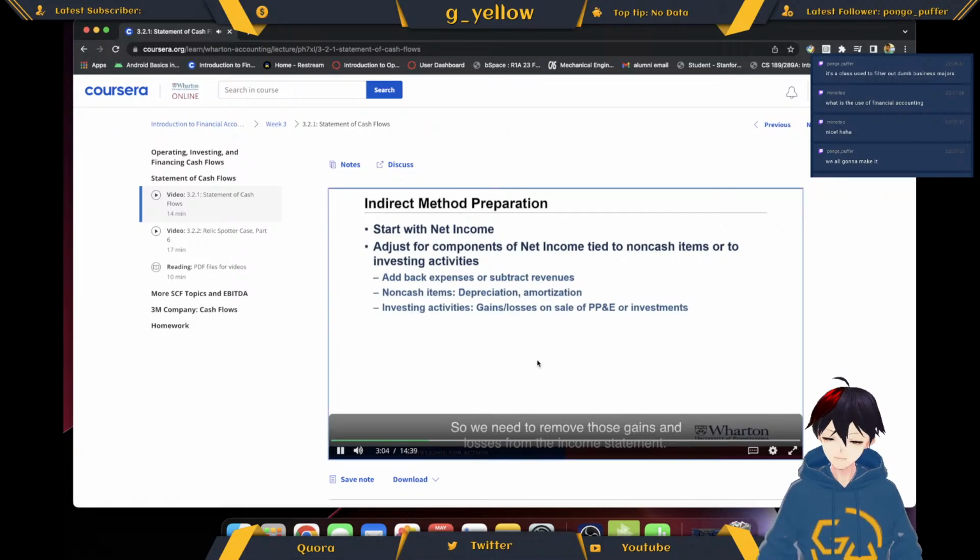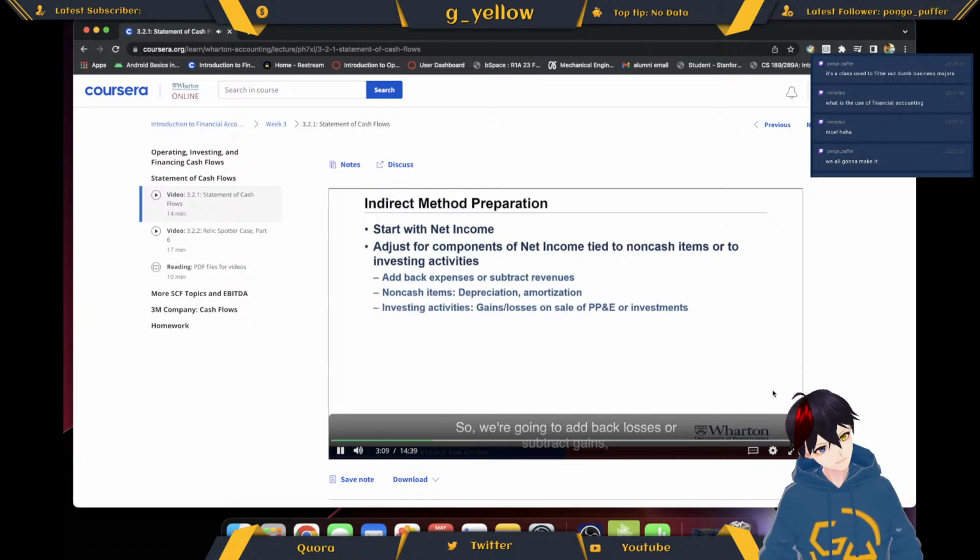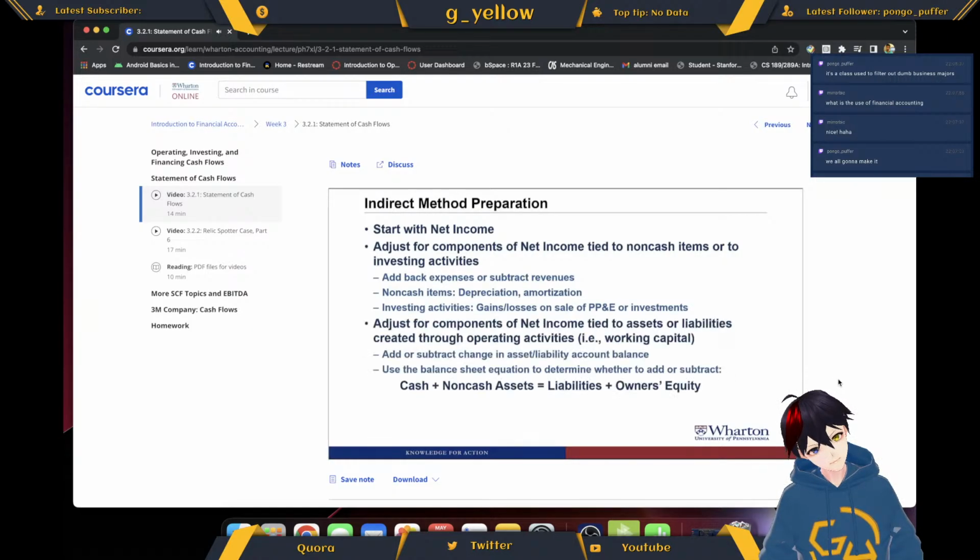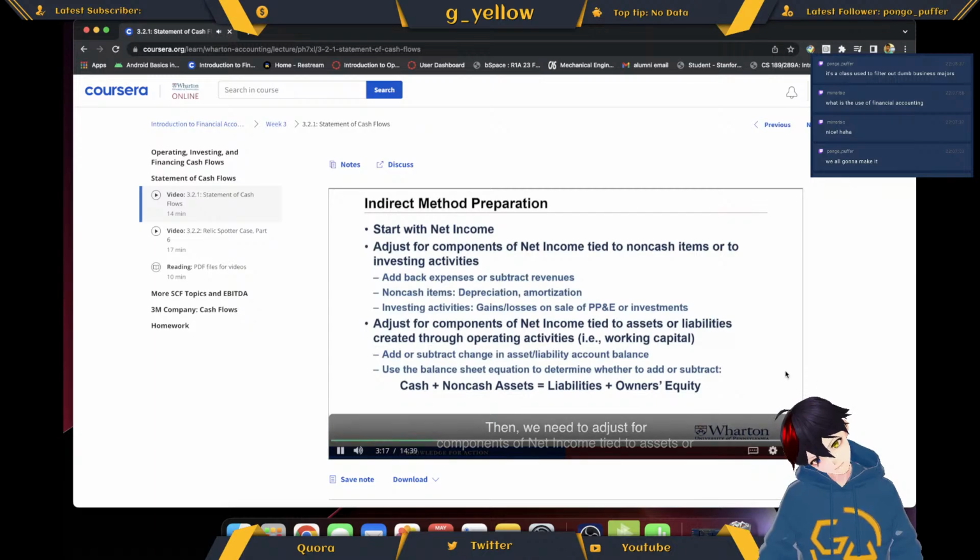We need to remove these gains and losses from the income statement. So we're going to add back losses or subtract gains to remove them from net income on our way to cash from operations. Then we need to adjust for components of net income tied to assets or liabilities created through operating activities. These are the working capital accounts, like accounts receivable. Start with net income, adjust for components of net income tied to non-cash items or to investing activities.